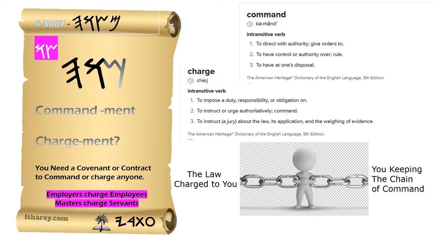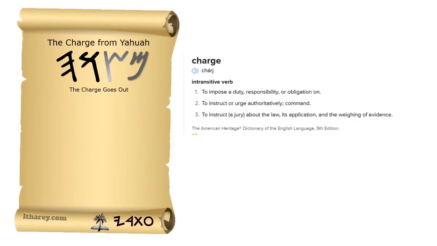If you notice the sud symbol right here, it looks like it's branching out. And that's why this word forms the word charge, because he's branching out a voice command. And matsu'a is the official word for charge, and it's to impose a duty or responsibility.